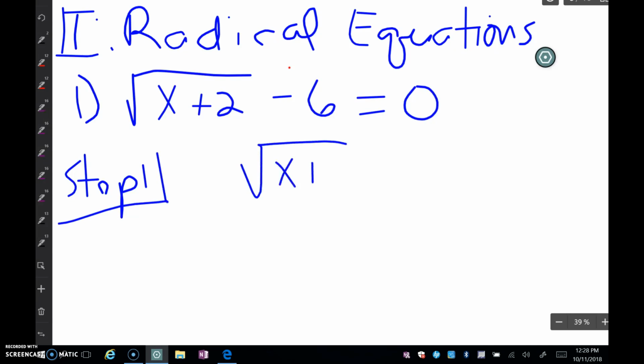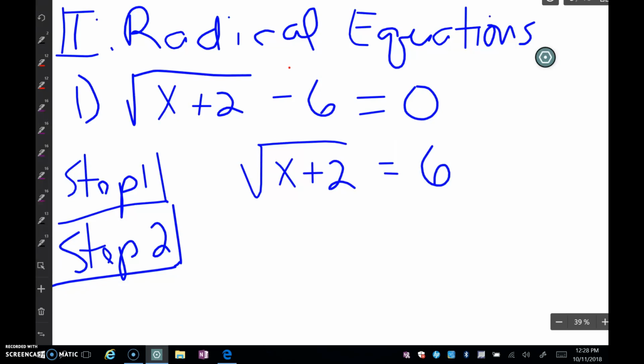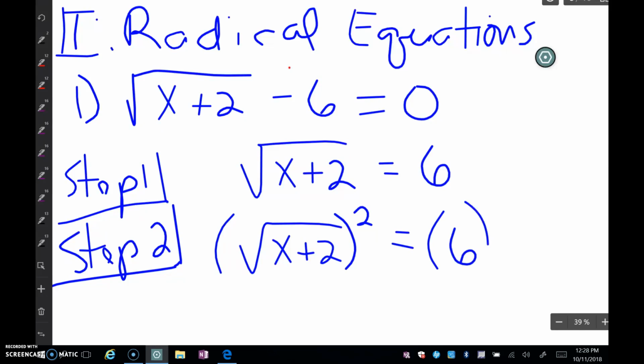So we'll leave the square root of x plus 2 where it is and bring over the minus 6, which makes that a positive 6. My second step is to do powers. So since this is a square root, we can cancel out a square root by raising it to the second power. And so I'm going to raise my 6 to the second power to keep things equivalent. That then simplifies to x plus 2 equal 36.